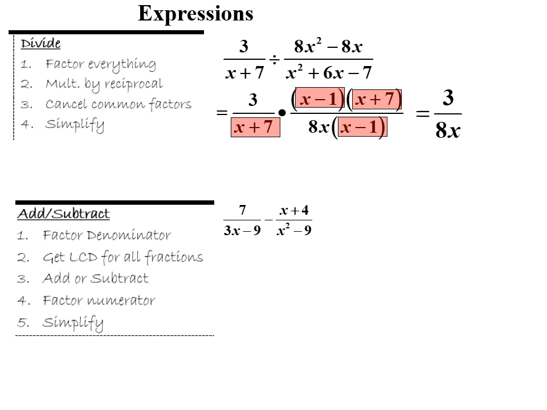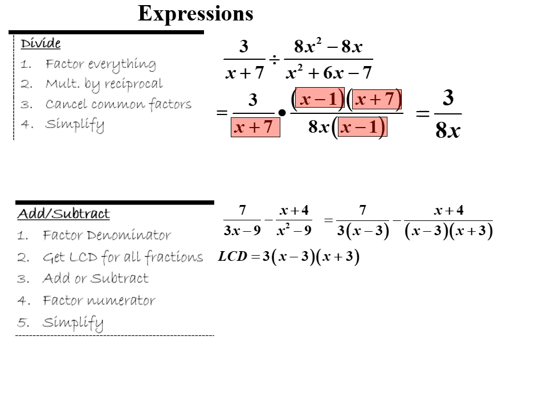On the adding or subtracting, we have 7 over 3x minus 9 minus x plus 4 over x squared minus 9. Factor the denominators. That gives us 7 over 3 times x minus 3, minus x plus 4 over x minus 3 times x plus 3. They both have an x minus 3, so that's part of our least common denominator. The first fraction has a 3 in the denominator, and the second has an x plus 3. We need each of those separate factors. So our lowest common denominator is 3 times x minus 3 times x plus 3.